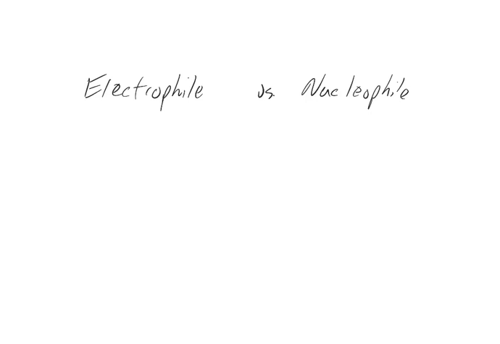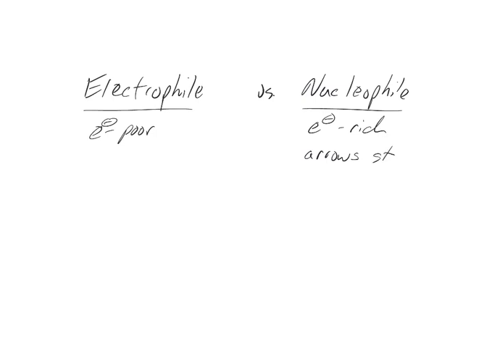All right, so electrophile versus nucleophile. Electrophiles are electron poor. Nucleophiles are electron rich. Arrows start here. Arrows end here. All right.